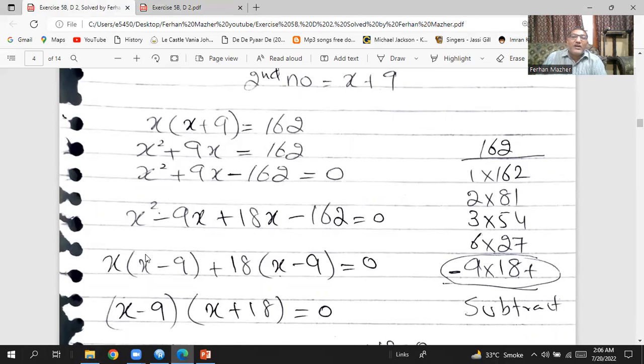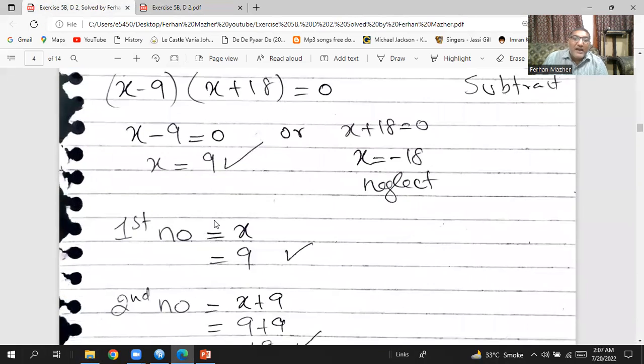So from the first two terms, you can see x is common. So you are left with the x minus 9 in the other bracket. And from the last two terms, 18 is common. So you are left with the x minus 9 in the other bracket. So now from this term and this term, x minus 9 is common. From here, you will have x, and from here, plus 18 in the other bracket.